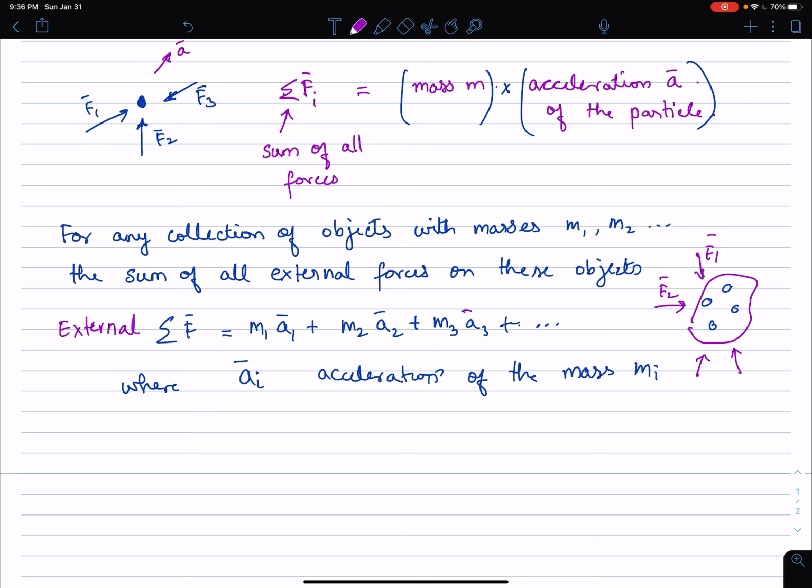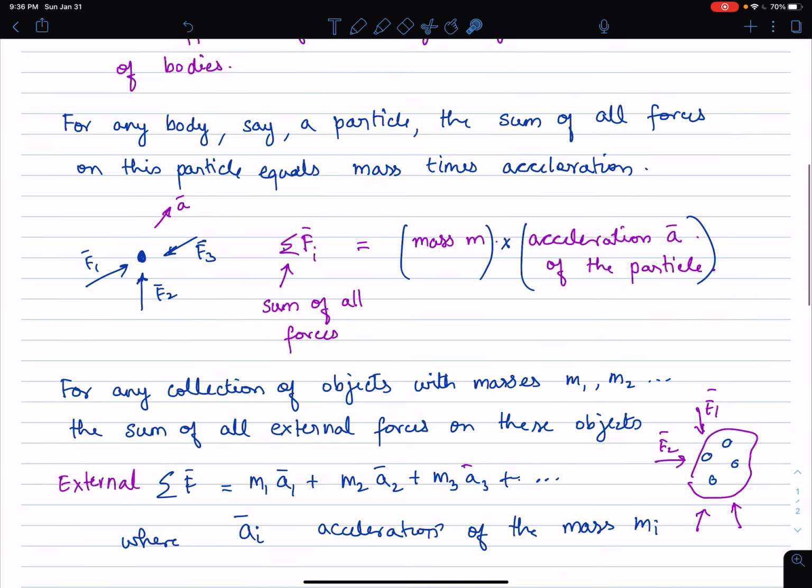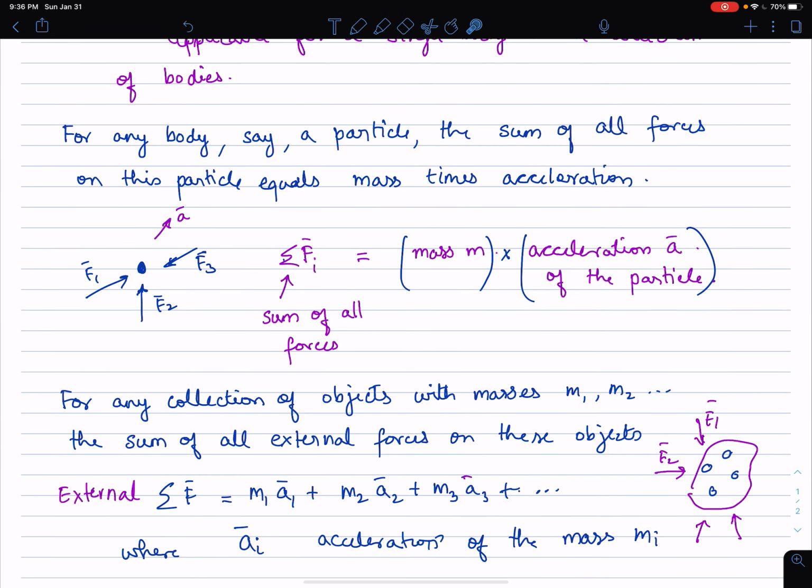Okay, we will primarily use this version where we consider a single particle: sum of all forces, external forces on a single particle equals the mass of that particle times the acceleration a of that particle.